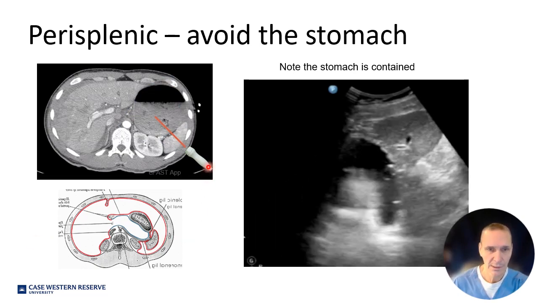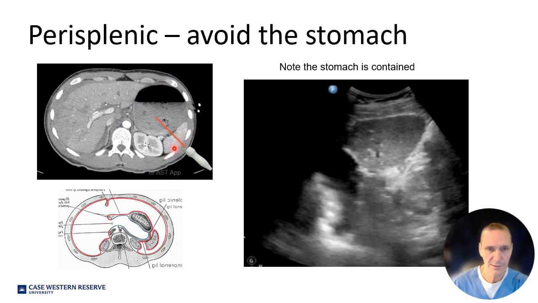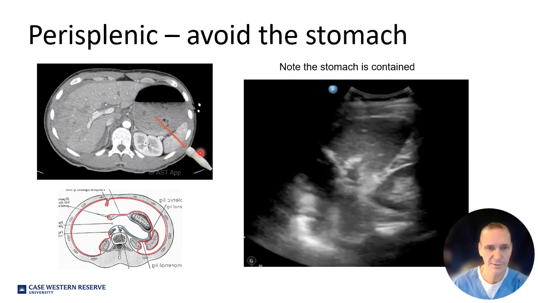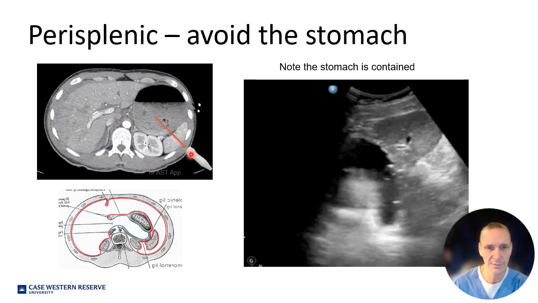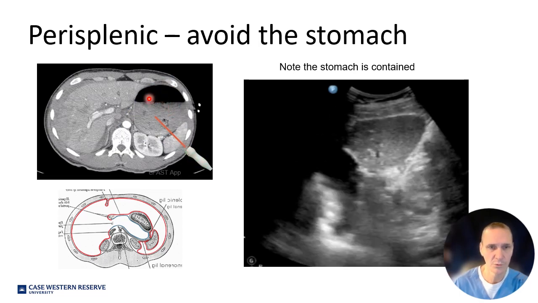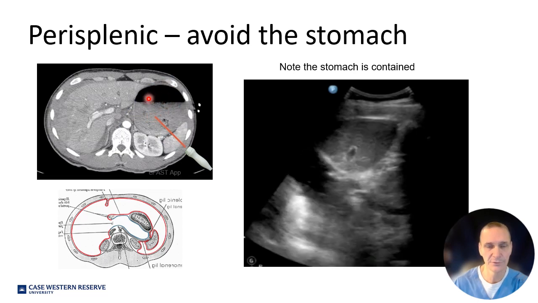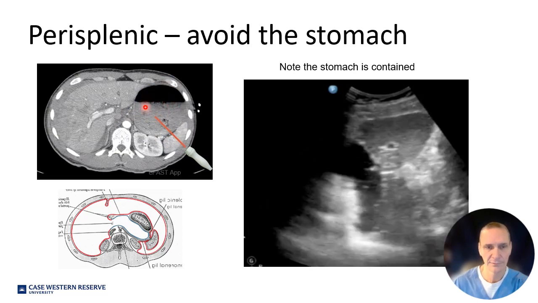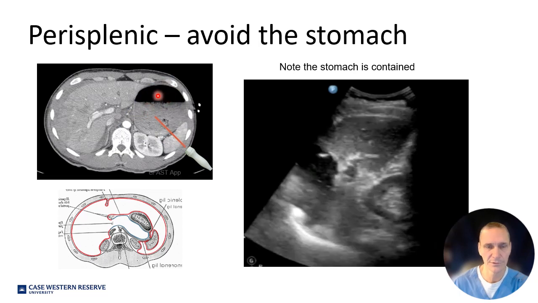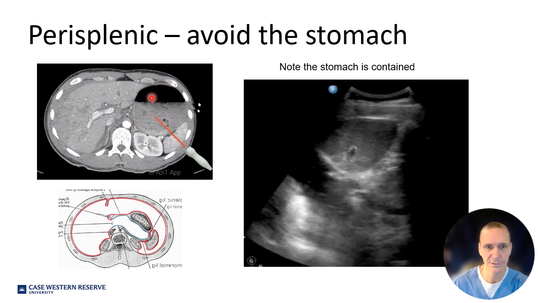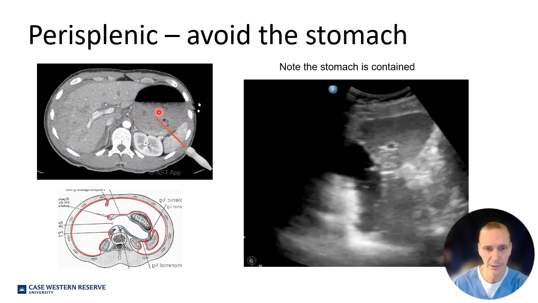I like this image as well. So again, the spleen's here, and a couple things to highlight. If you angle this probe too much, you may catch the stomach. Inside the stomach, there's fluid, and that can confuse early learners that there is hemorrhage, when in fact it's just fluid in the stomach.